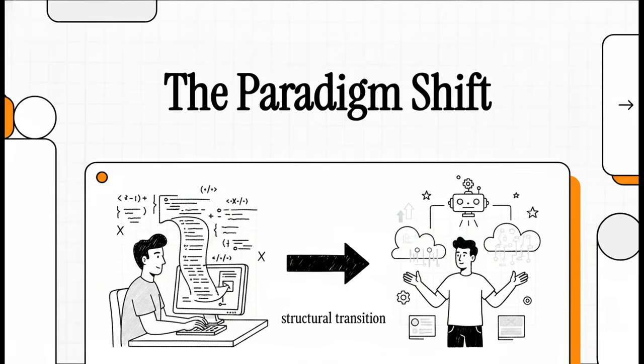Welcome to this explainer. Okay, we're diving straight into a massive paradigm shift happening right now in software engineering. We're literally moving through a fundamental structural transition. For decades, right, a developer's core value was tied to typing out syntax, line by line. But that's changing, rapidly. We're moving away from manual instruction-level coding and stepping into what we call high-level intent orchestration.